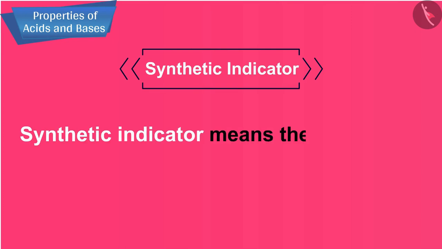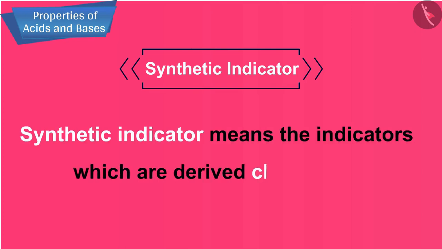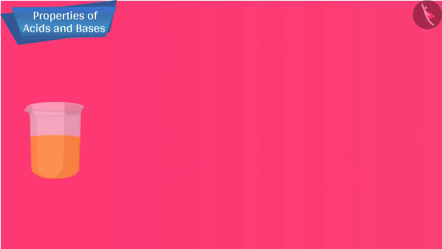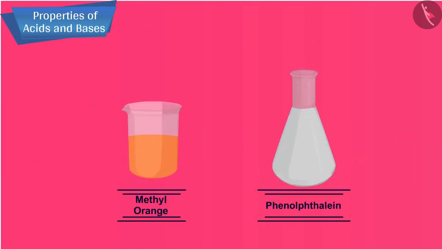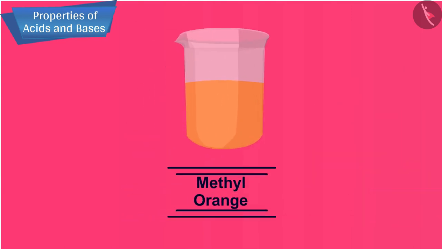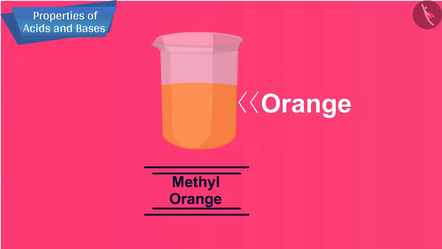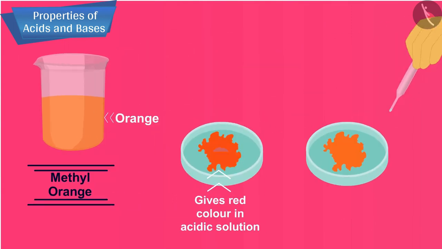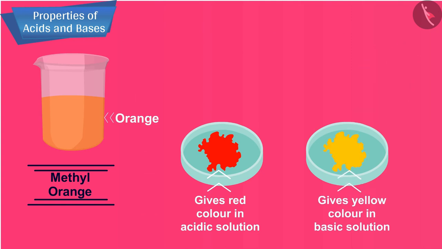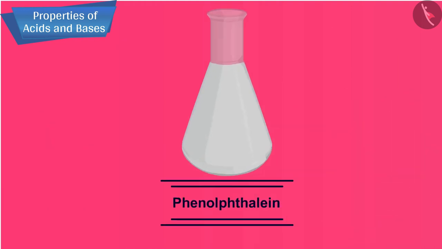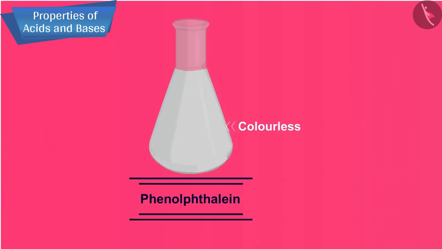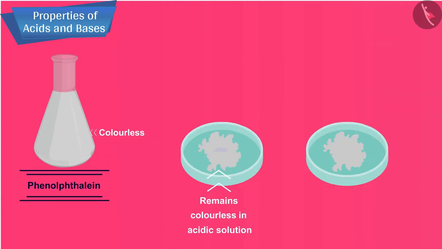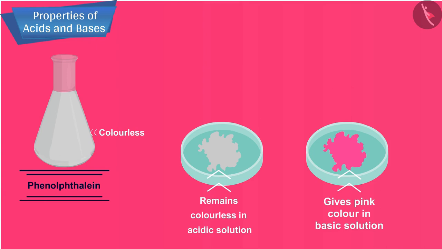You can also use synthetic indicators. Synthetic indicators are indicators which are derived chemically, such as methyl orange and phenolphthalein, to test for acids and bases. The color of methyl orange indicator in neutral solution is orange. It gives red color in acidic solution and yellow color in basic solution. The color of phenolphthalein in neutral solution is colorless. It remains colorless in acidic solution and gives a pink color in a basic solution.